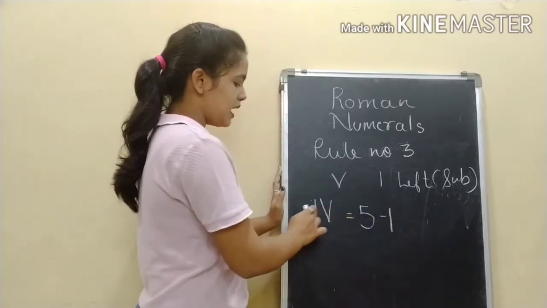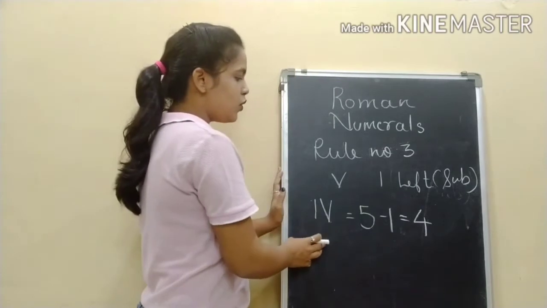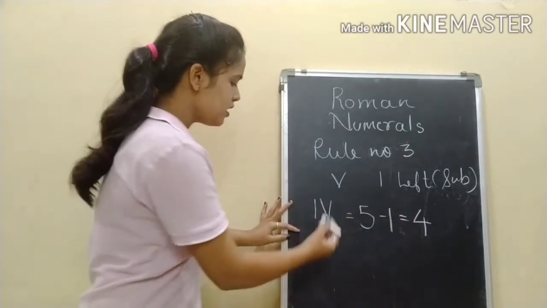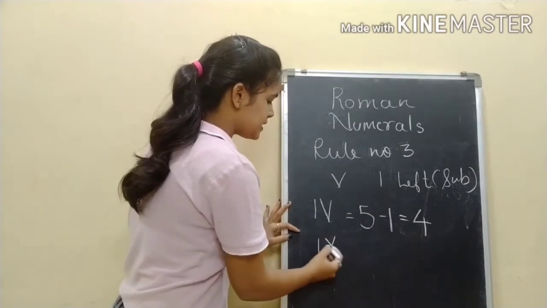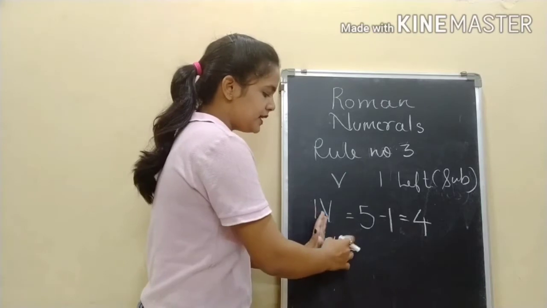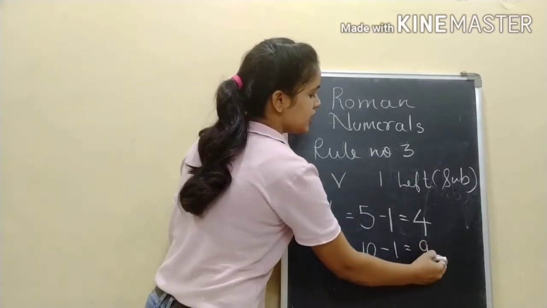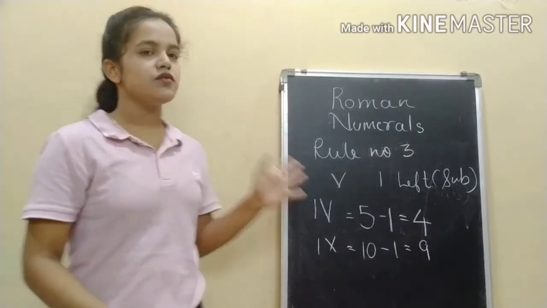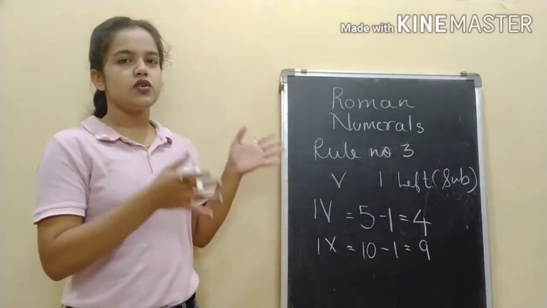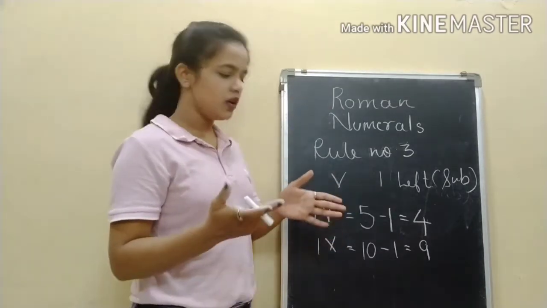Then we have to subtract the value of the smaller number from the bigger number. That means 5 minus 1. It is 4. So the value of 4 is represented like this. If it is I and X, then we have to subtract 1 from 10. So 10 minus 1, it is 9. So these were the rules for writing Roman numerals. I will give you a list of Roman numerals, from 1 to 20, so that it will be very easy for you.